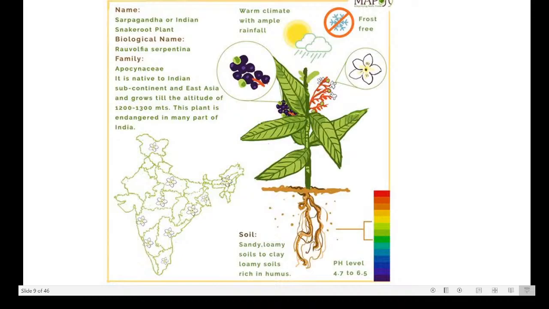You can maintain the soil pH. If you have a lemon, you can add the lemon juice with water and pour it in the soil. In the natural condition, the soil maintains a pH of 4.7 to 6.5. This is a natural thing. This is a natural pH.